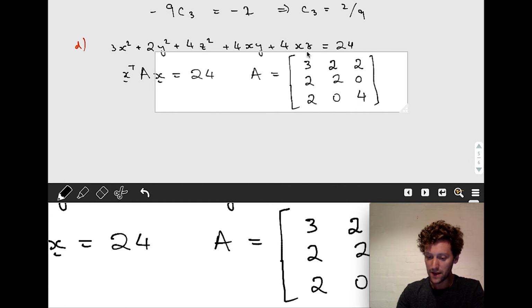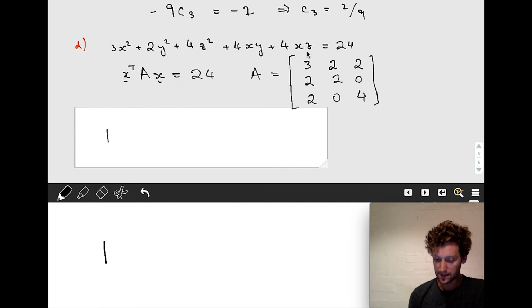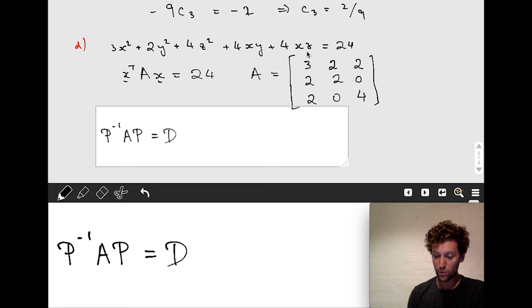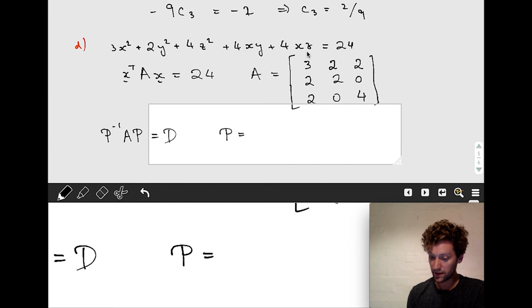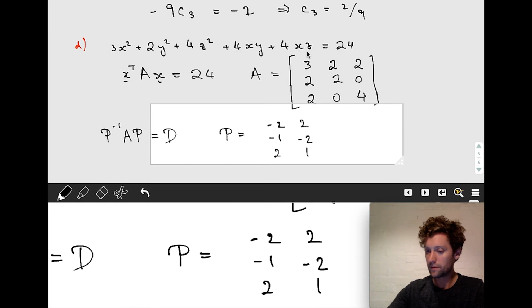And I can use that now to immediately write down the matrix P that diagonalizes this thing, and write down its simple form, its form in terms of its principal axes. So the matrix P is the matrix of eigenvectors. We've actually already done that. So the matrix of eigenvectors was -2, -1, 2, 2, -2, 1. Oop, I got that right.